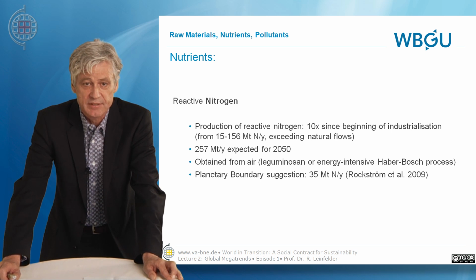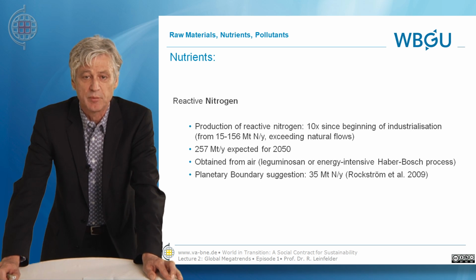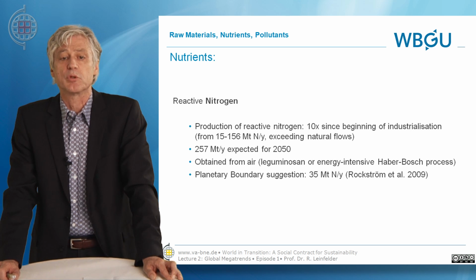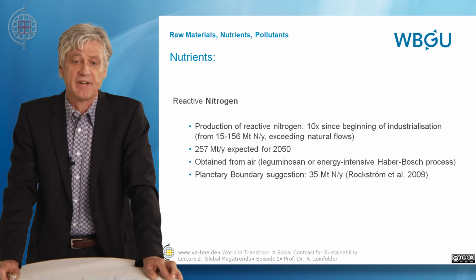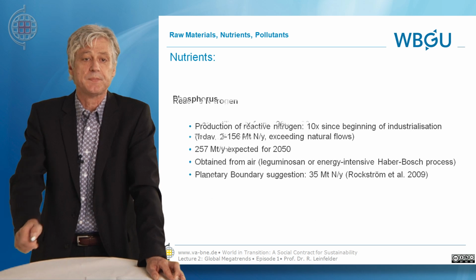And the problem is that we can easily take the nitrogen just from the air using the energy-intensive Haber-Bosch process. So the planetary boundary suggestion would be to use only 35 megatons of reactive nitrogen per year.